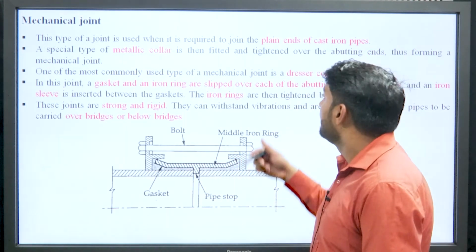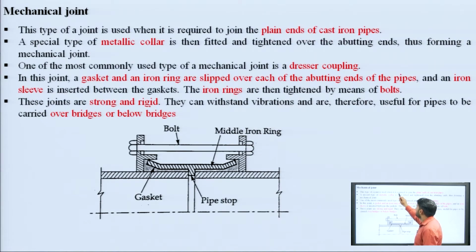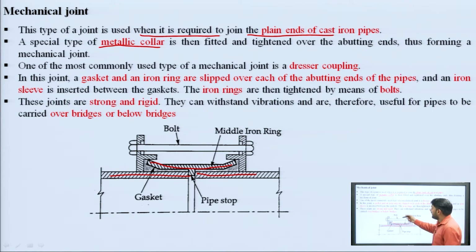Next one is mechanical joint. This type of joint is used when it is required to join plain ends of cast iron pipe, meaning there is no provision of flange, there is no provision of bell end, then we are going to use a mechanical joint. In this joint a special type of metallic collar is fitted over the pipes. So, these are the ends of pipe over which we are basically going to use a special type of metallic collar. Okay? And this metallic collar is fitted and then tightened over the abutting ends, and the result is a mechanical joint. The most common joint is the dresser coupling.